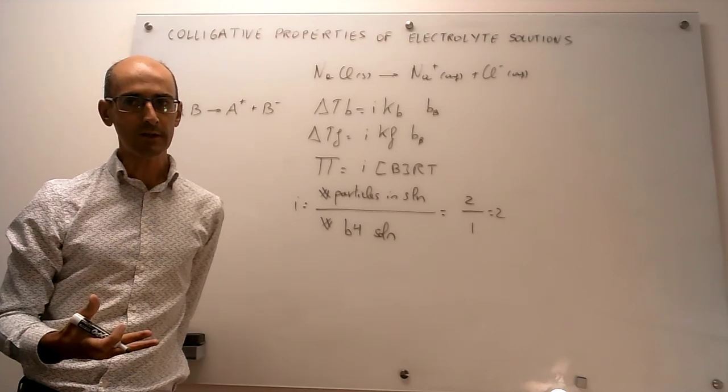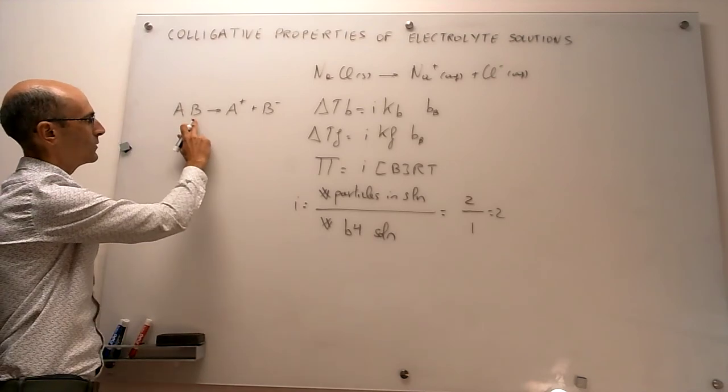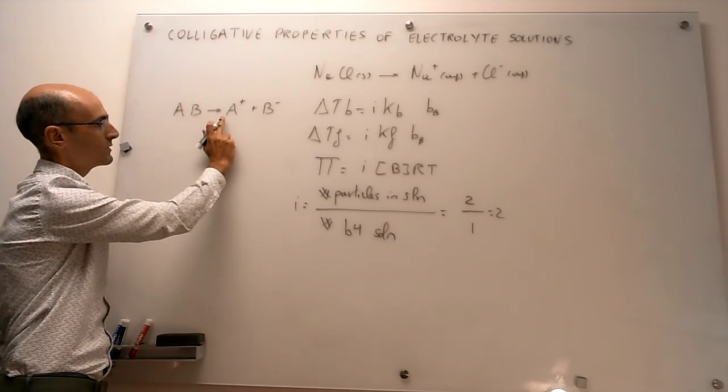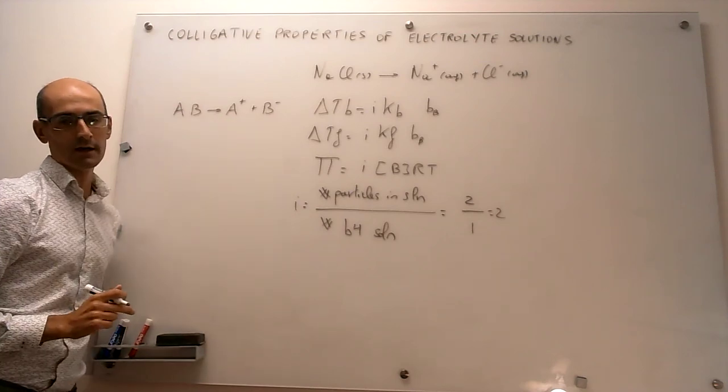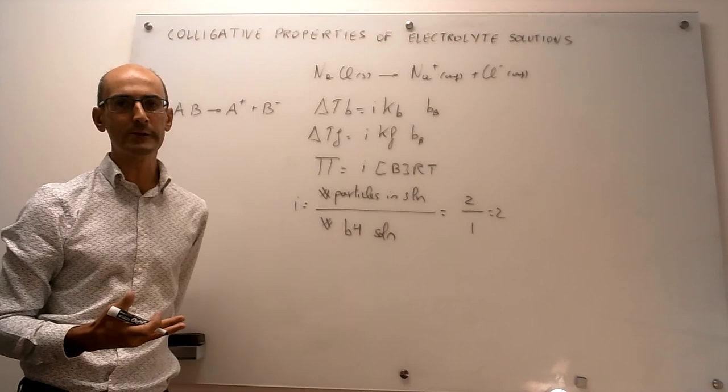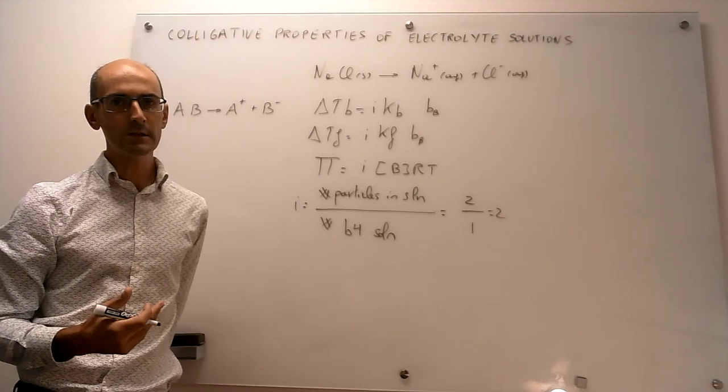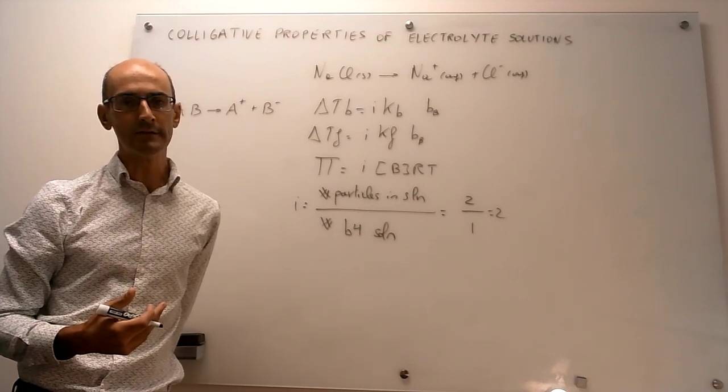So it won't be the case that for every particle of AB that you have before solution, there will be two particles, one of A and one of B in solution, right? So the question is, how do we handle that? Well, that can be done via the degree of dissociation.